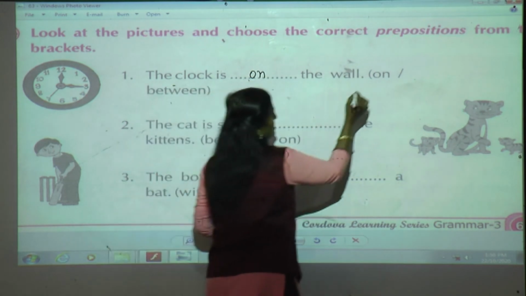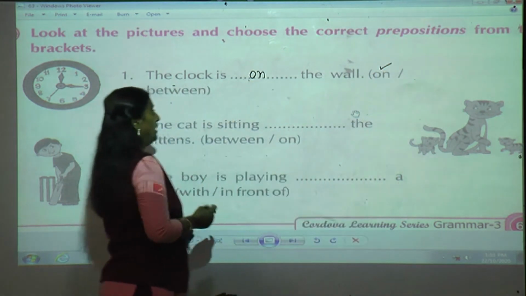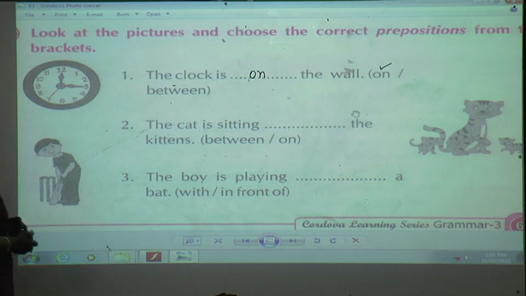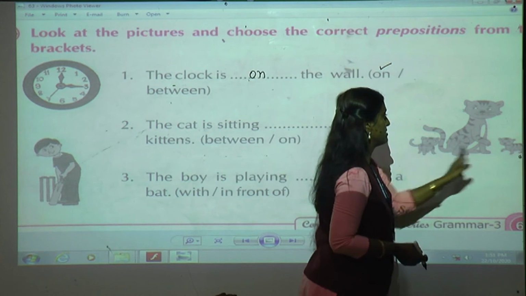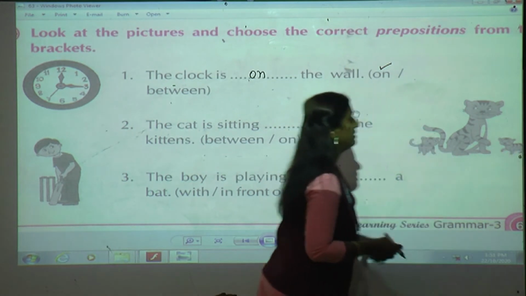Between is, so I'll just stick it. Next, the cat is sitting. Now can you see here? Cat, and here what are they? Kittens. So the cat is sitting between the kittens.